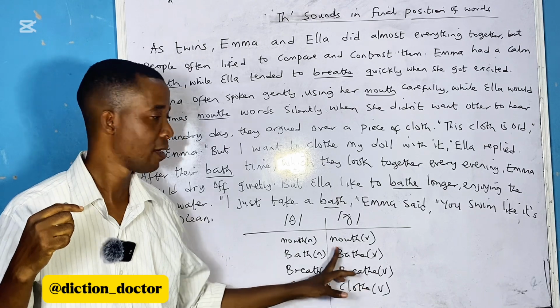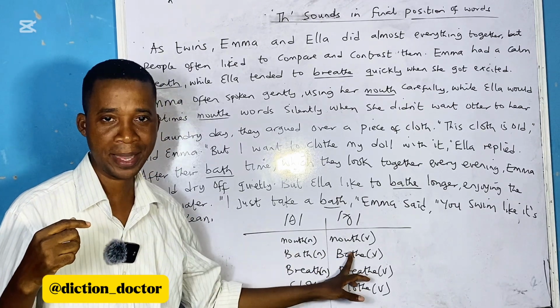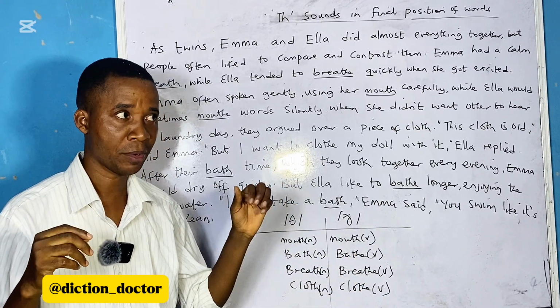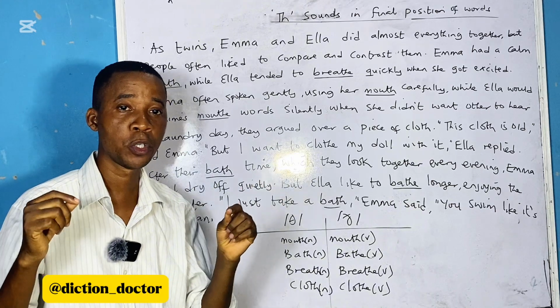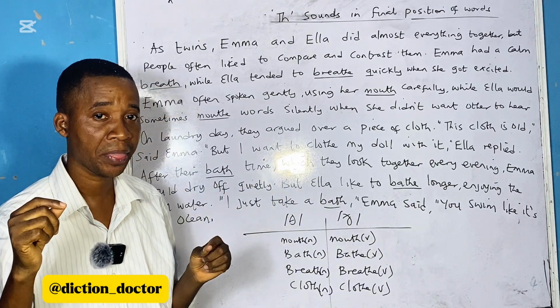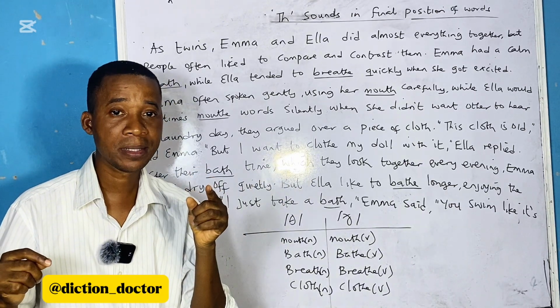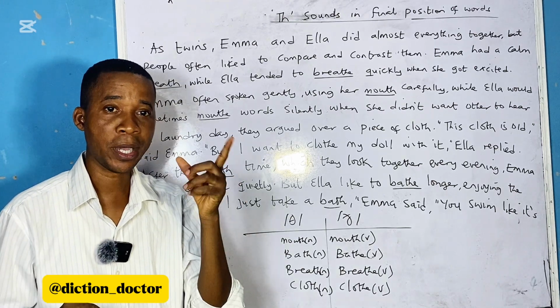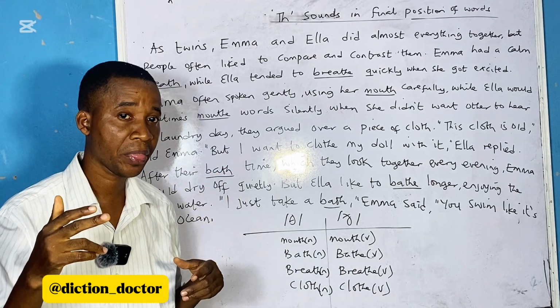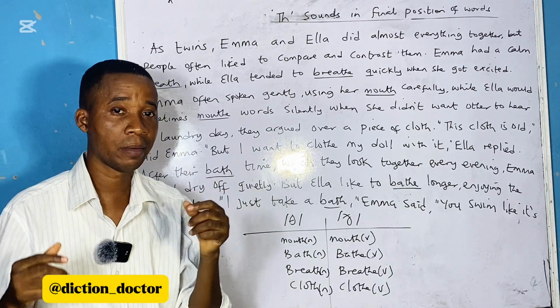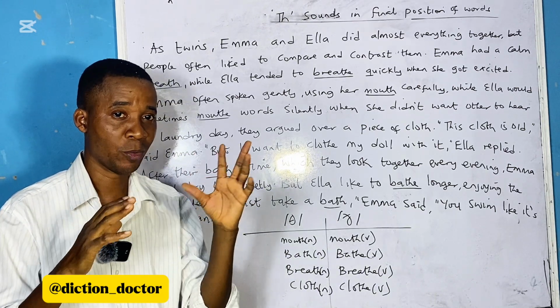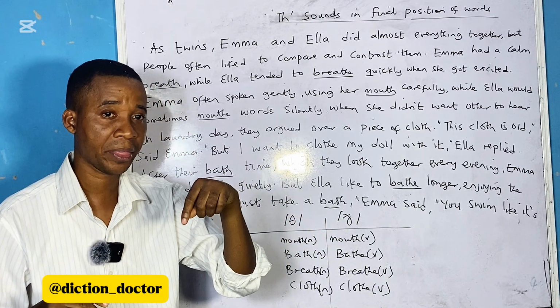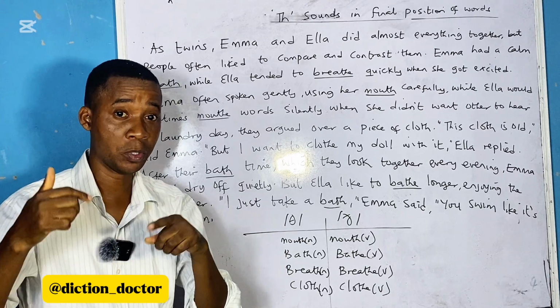Can we say that together? Mouth, mouth. They're not the same. So I could say, don't use your mouth to mouth the food like a dog. Can we say that again? Don't use your mouth to mouth the food like a dog. So the one is a noun. Don't use your mouth to mouth. That's a verb, a doing word.